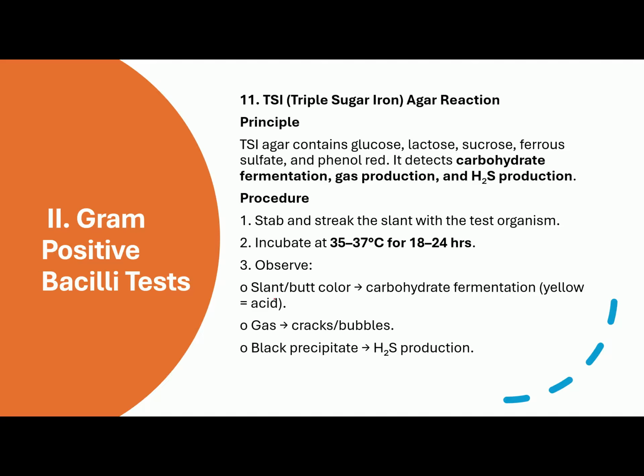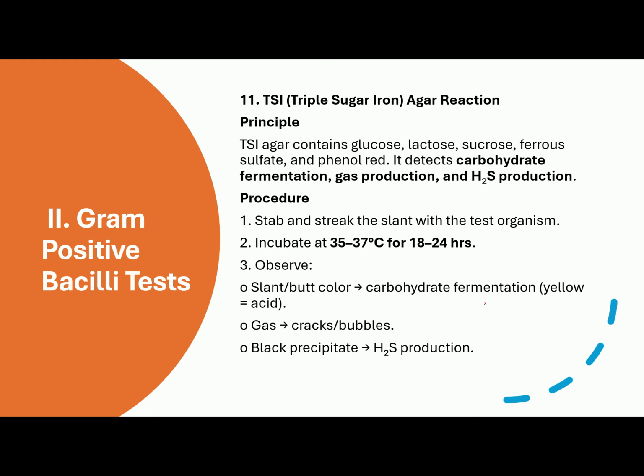Observe the following. If the slant or the butt becomes yellow, it's acid. If there's gas, cracks or bubbles would be present. Black precipitate would be hydrogen sulfide production. Now, I want you to take note of the following, class.